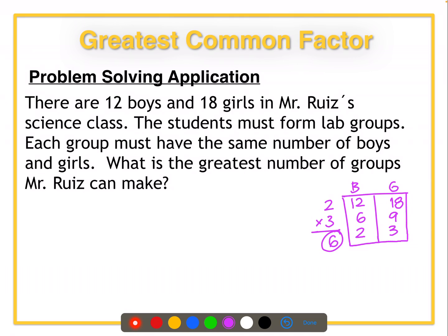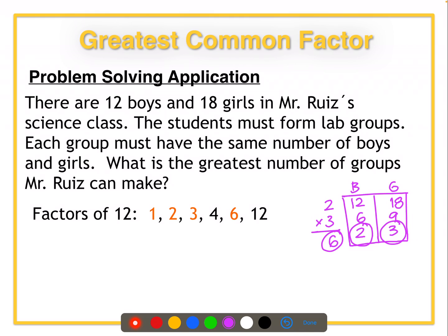Now this method will be very useful if they ask you how many boys and girls in each group. So there are going to be 6 groups with 2 boys and 3 girls in each group. You can also use any other method you want.